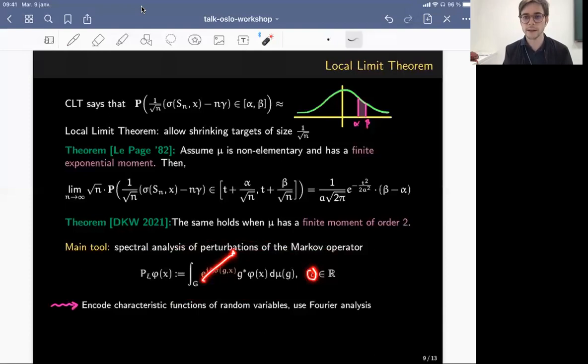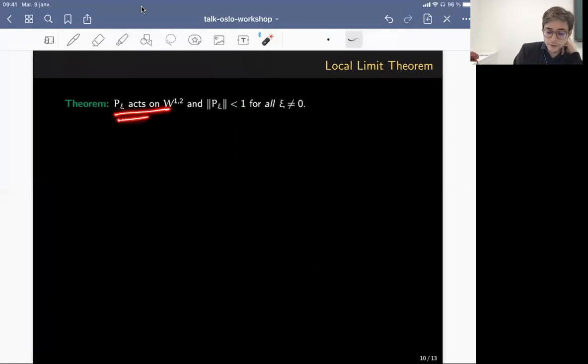Okay, so what is the main result that we have for this family of operators? We can prove that these operators act continuously on the Sobolev space that I introduced before. And more importantly, the norm of these operators is strictly less than one whenever the parameter ξ is different from zero. So the operator, as soon as we go a little bit off zero, is contracting, and even for large values, which is harder to get, this norm is smaller than one.